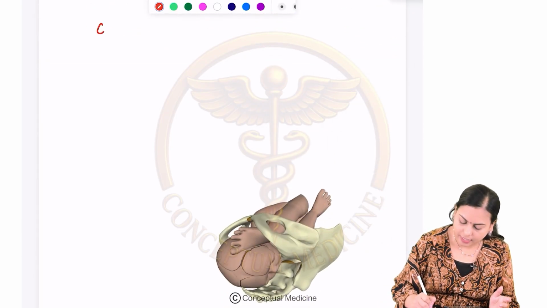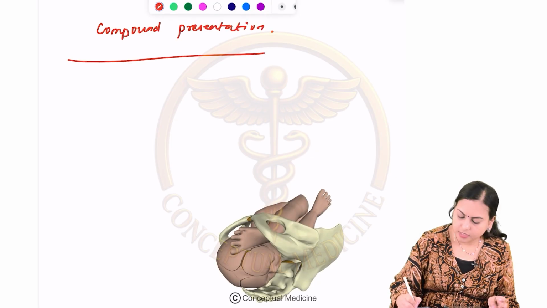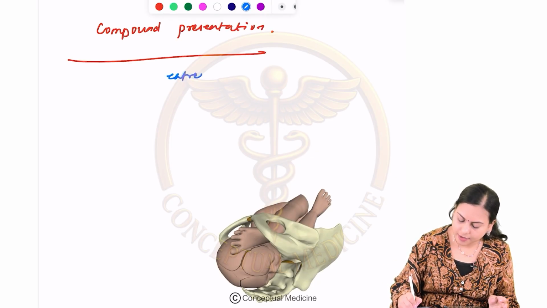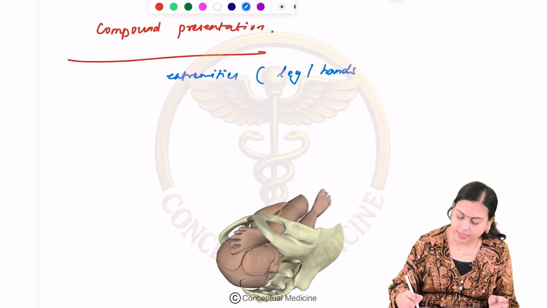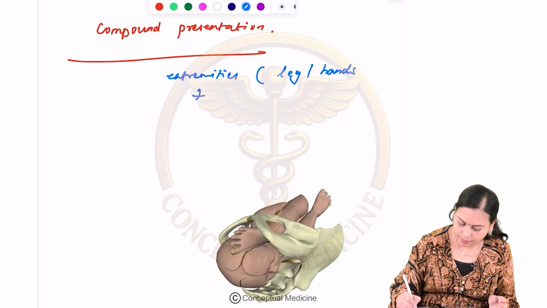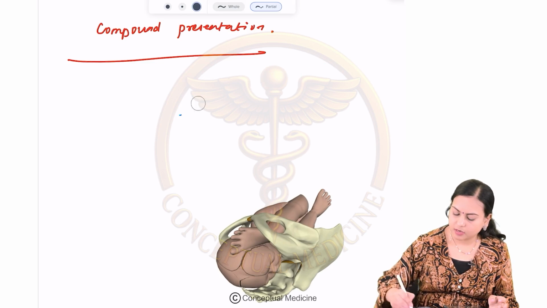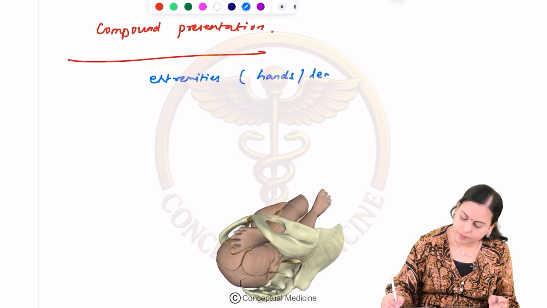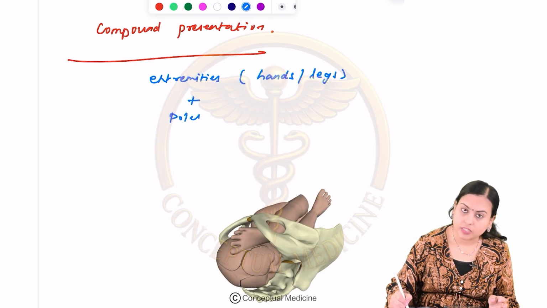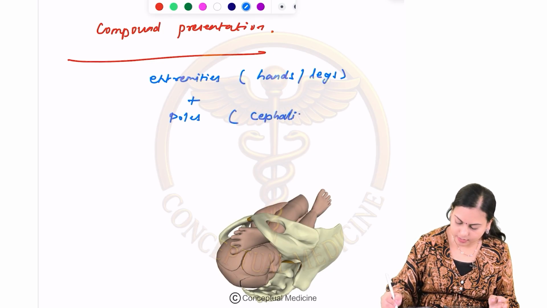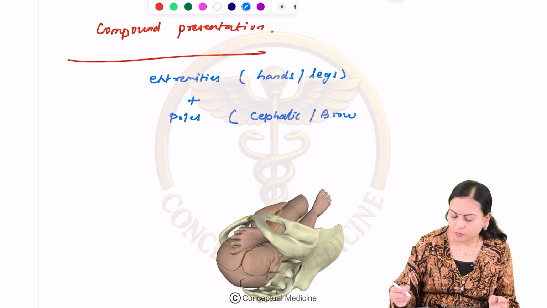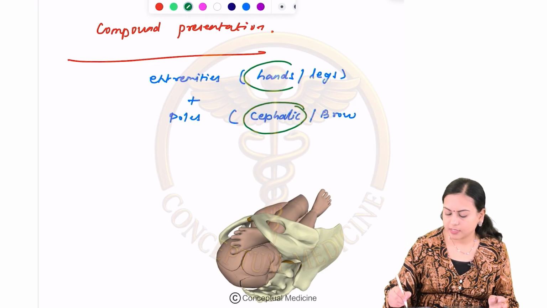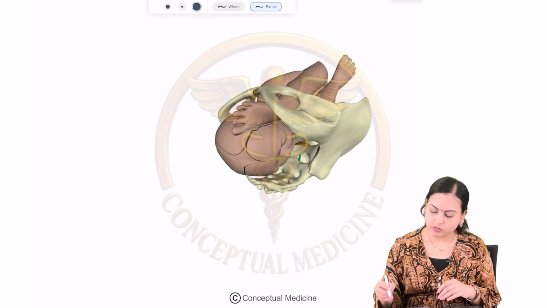Next type of malpresentation we can have is compound presentation. See here, one of the extremities, say the leg or hands of the fetus, will be presenting along with one of the ends of the baby. In compound presentation, either of the extremities of the fetus, say hands or legs, will be presenting with one of the fetal poles. That can be a cephalic presentation or a breech presentation, and in this the most common combination is cephalic presentation with the hands.